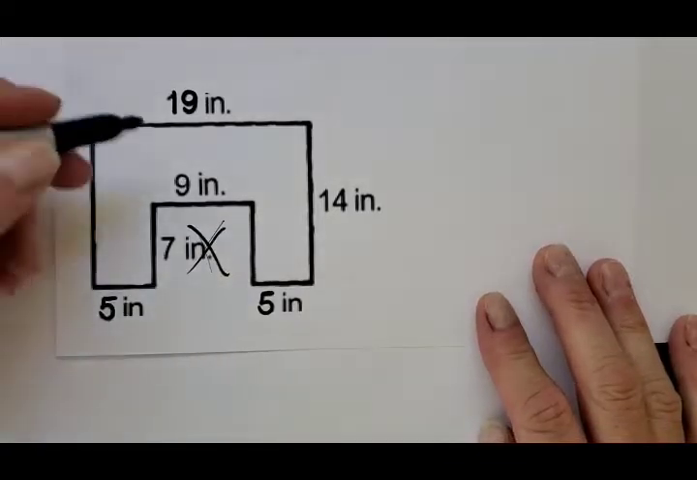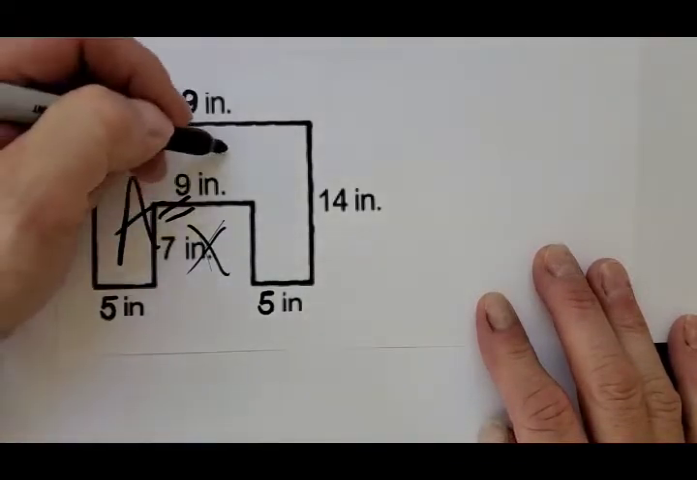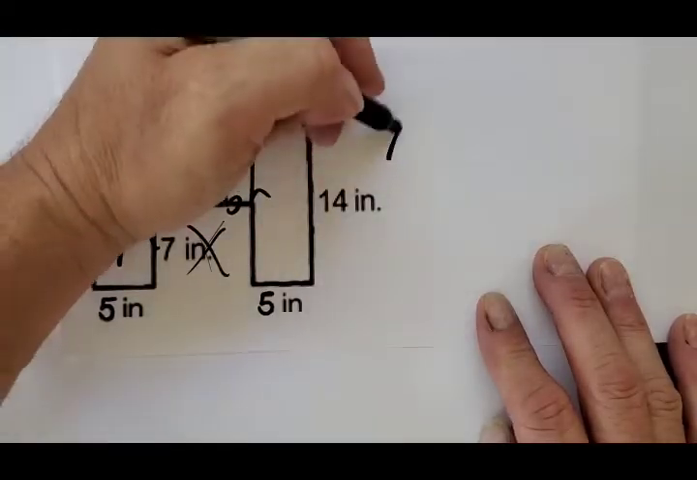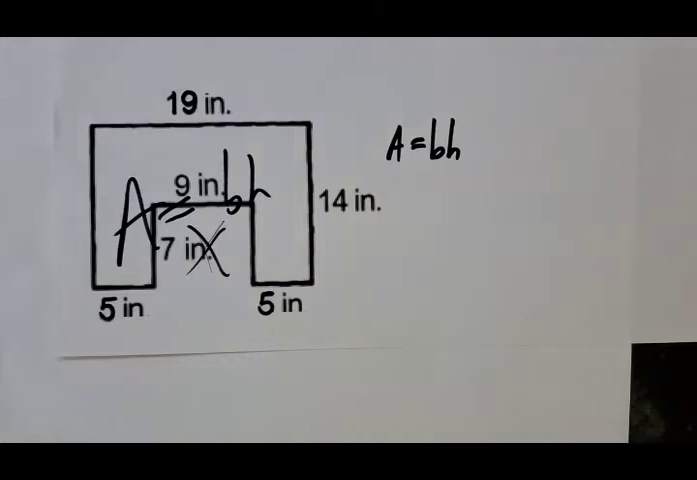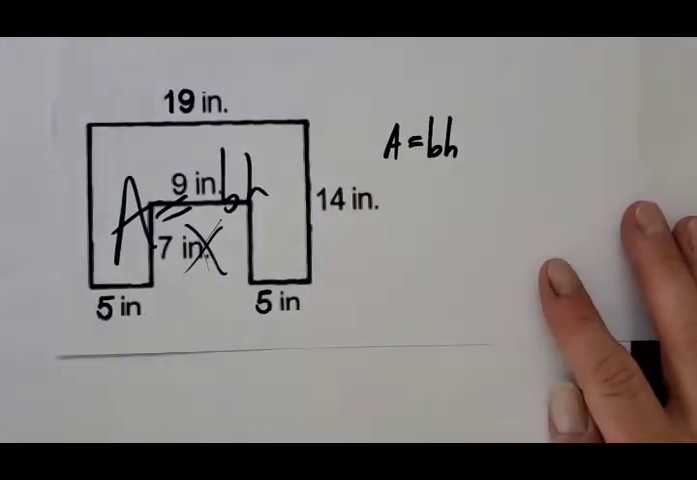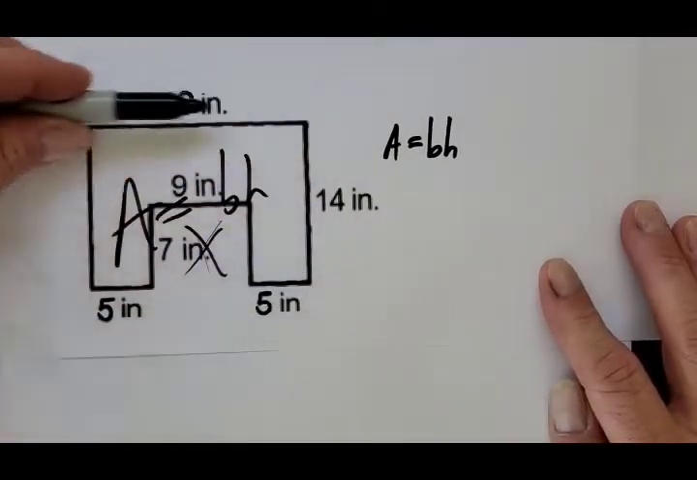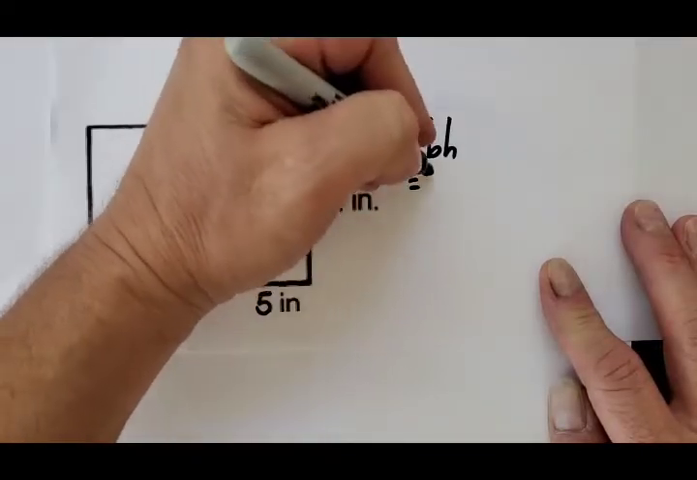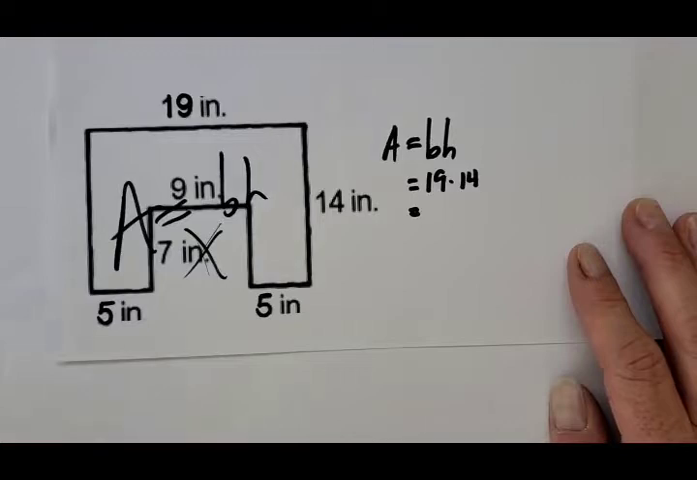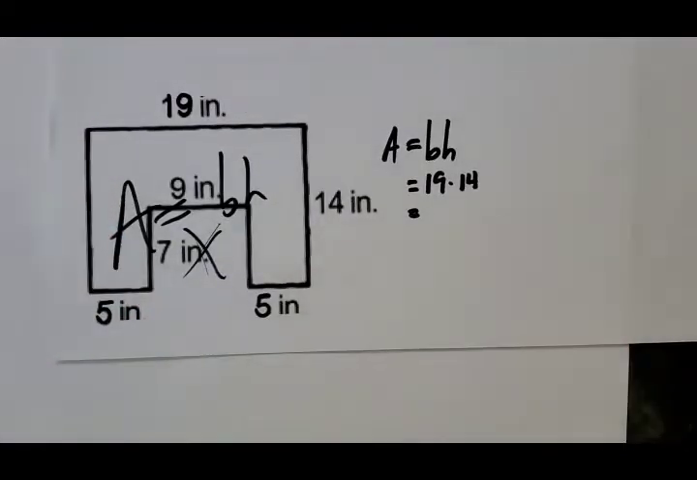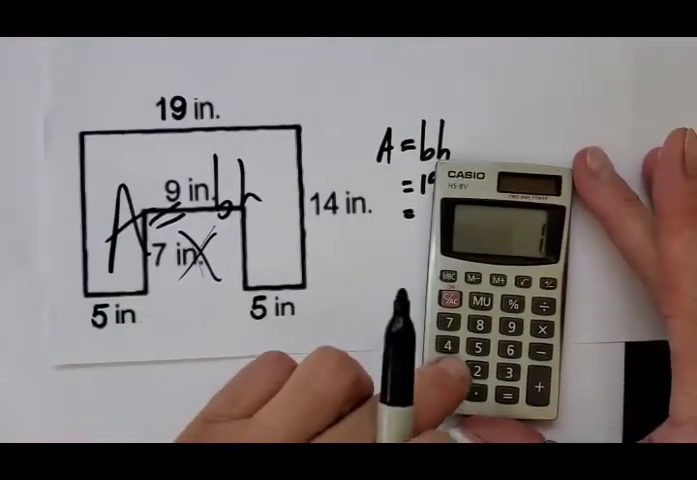this part here. So the area of this is base times height. I'm going to write the formula off to the side, and then plug in the values. Now in this case here, the base and the height, well, I'm going to use the 14 and the 19. I'll write the units later at the end. Okay, 19 times 14. I don't have that memorized, so I'm going to pull out the calculator.